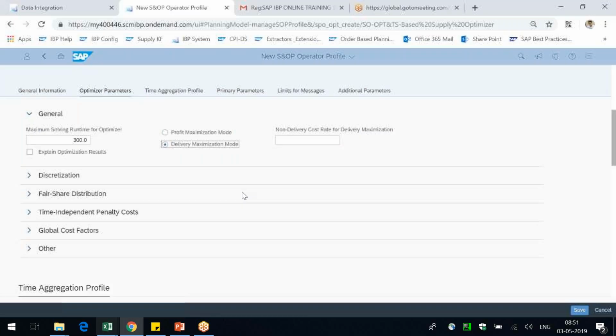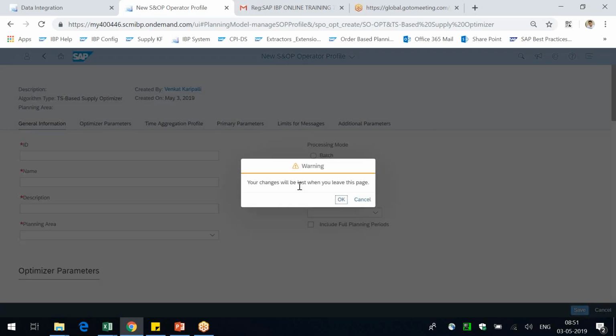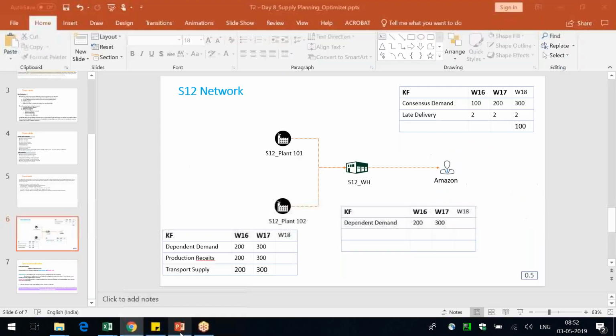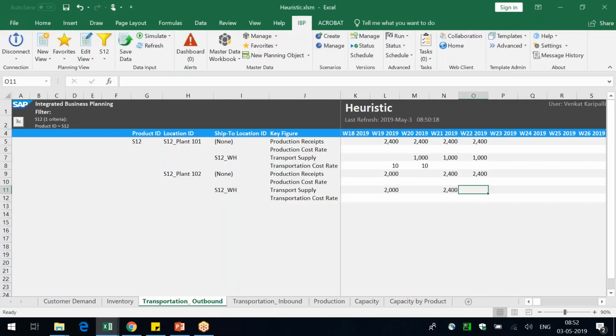I think that is because, are there any other settings in here? But yeah, let's not waste time. I'll try to find out why this is coming in. But you got the theory, right? The least cost transportation would be picked up and the demand would be pushed onto the least cost transportation lane. The same goes with the production cost rate. The least cost production would be picked up and the demand would be pushed onto that cheapest manufacturing option, and then the system meets the demand from there.